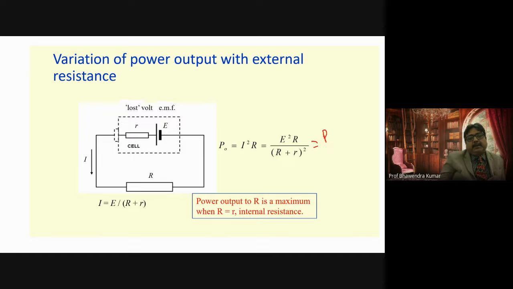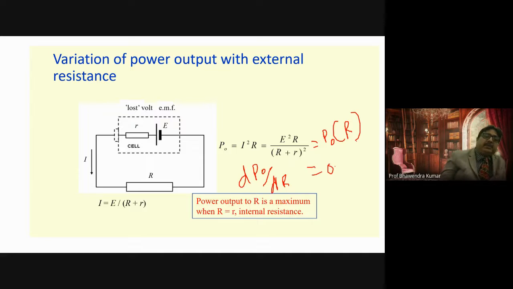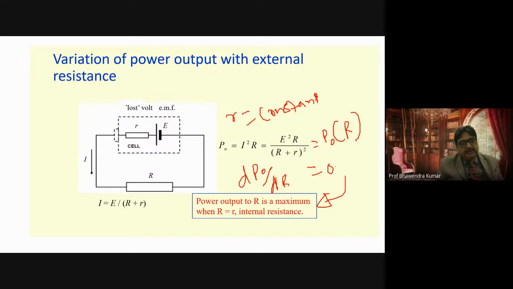Here, power is a function of resistance capital R. Do you understand it? So we have to find dP by dR equal to 0. When we solve it, we get this result. While differentiating, small r will be considered constant.